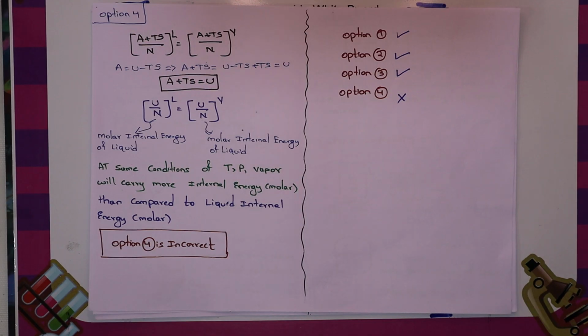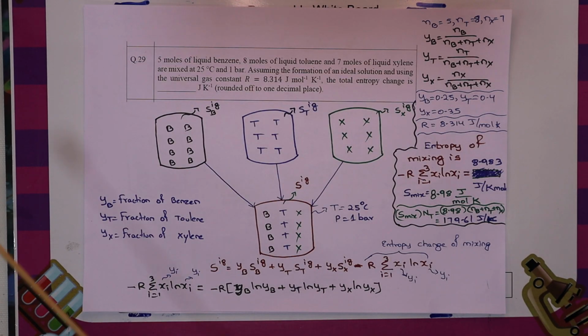Let us go to the next problem, question number 29. It says that 5 moles of benzene, 8 moles of toluene and 7 moles of xylene are mixed at 25 degrees centigrade and 1 bar. Assuming the formation of an ideal solution and using the universal gas constant value, we have to find the change in entropy because of this mixing.